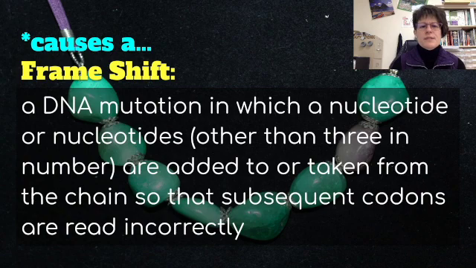And a frame shift is a DNA mutation in which a nucleotide or nucleotides other than the three in number are added to or taken from the chains so that subsequent codons are read incorrectly. So it changes probably all of the amino acids after that shift. We talked about how to code amino acids, and it just shifts everything over and makes it so that you're not even making that protein anymore.